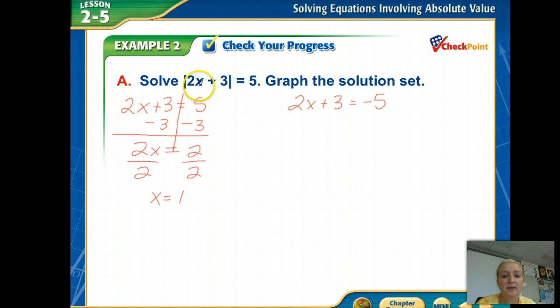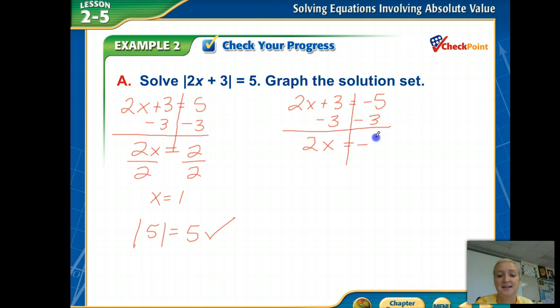2 times 1 is 2, and 2 plus 3 is 5. The absolute value of 5 does equal 5. Now I'm going to come over here and solve this equation. I'm going to subtract a 3 from both sides. I'm left with 2x = -8. Divide both sides by 2. And you get x to equal -4.